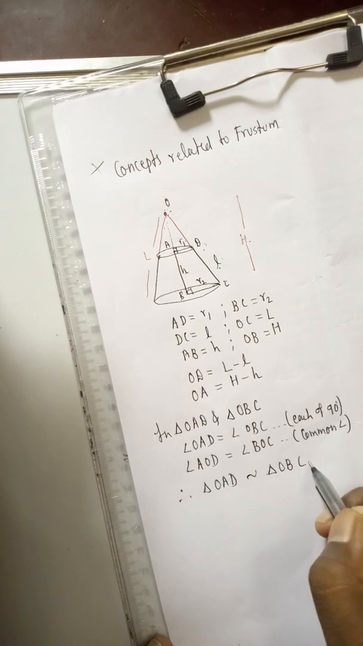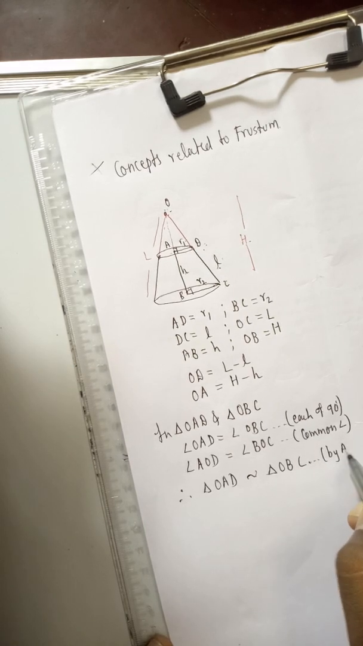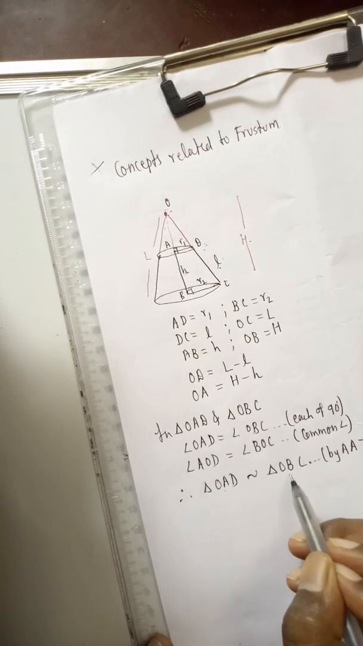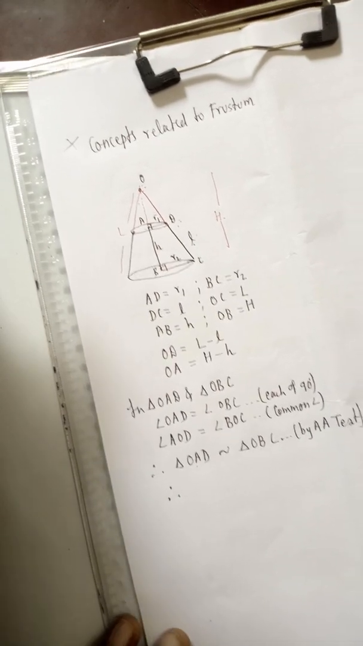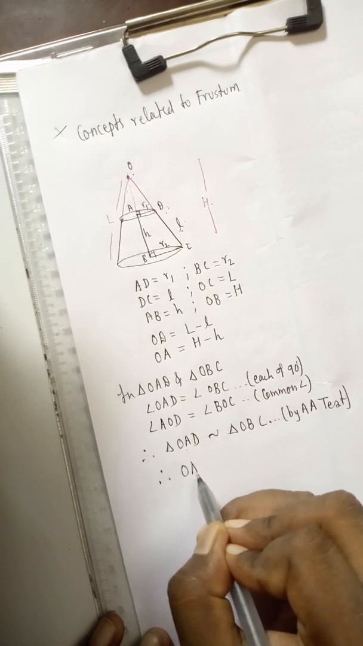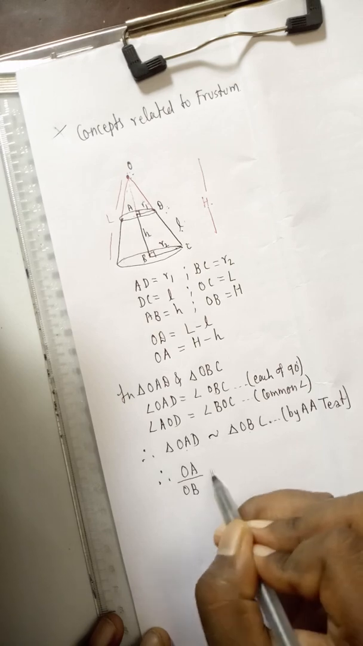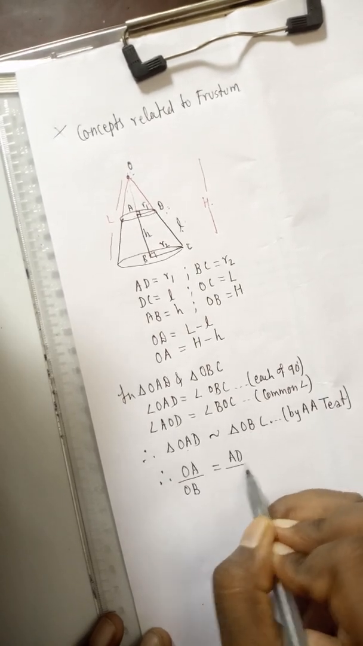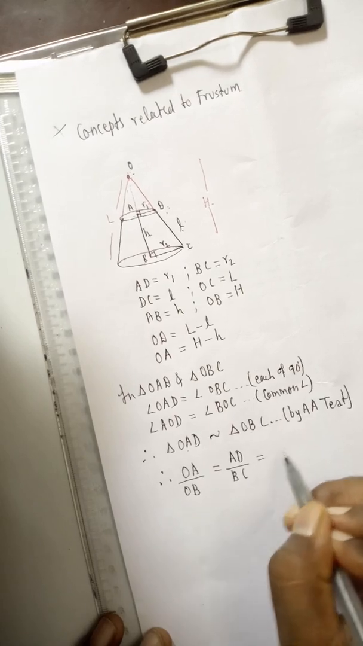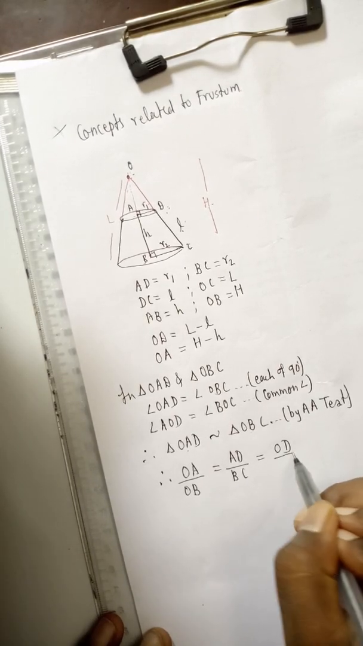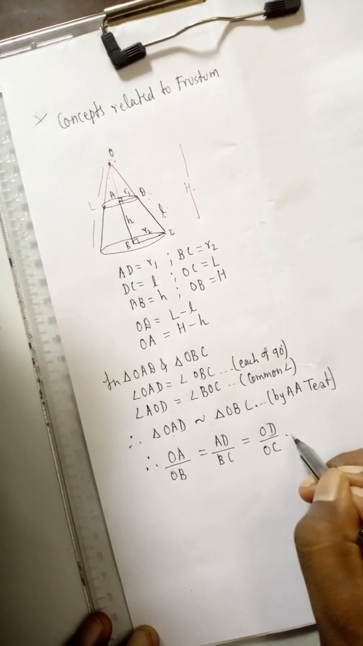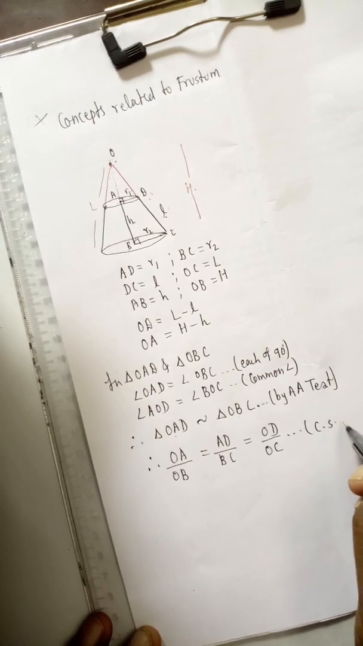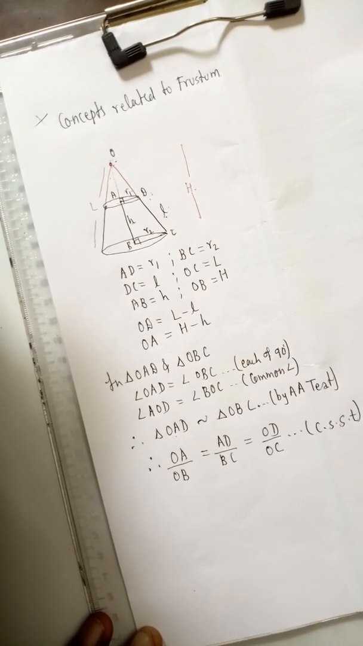Hope this is clear, and this is by the AA test of similarity. As these two triangles are similar, therefore their sides are in proportion. So we can write OA upon OB equals AD upon BC equals OD upon OC, right? Corresponding sides of similar triangles. I hope this is clear.